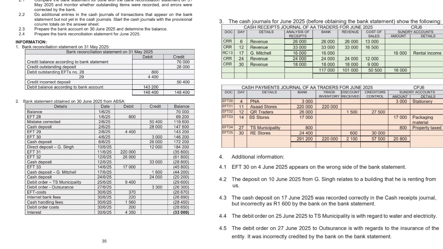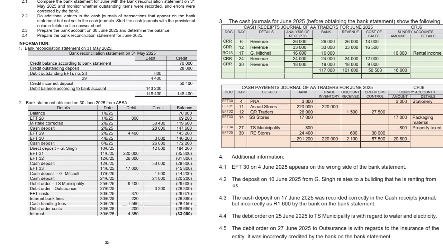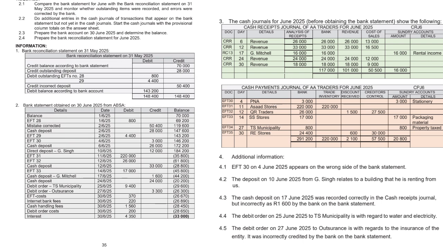So if you go to your bank reconciliation statement of last month, do you see we had an outstanding deposit of 28,000? Okay, so take a highlighter. I'm using blue. This amount of 28,000. Mistake has now been corrected. Cash deposits 2 of the 6, so it's the 2nd of June, 28,000. So now we can tick it. It was outstanding last month, but it is in our bank statement this month, so it has been corrected.